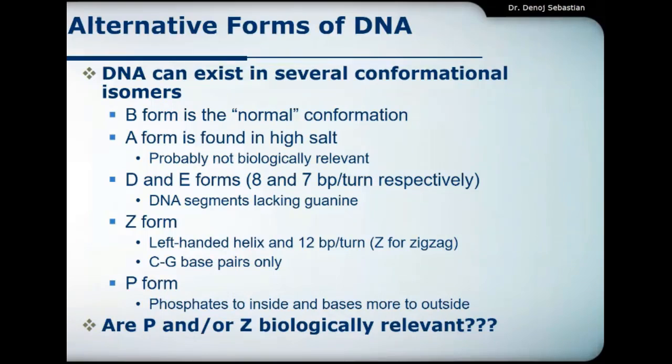That model is also there. DNA segments in the D and E forms actually lack guanine. Then the Z form is a left-handed helix with 12 base pairs per turn. Then there is the P form, with the phosphates towards the inside and the bases more towards the outside. So there are various rare conformations of DNA, and I'm not going into the details.